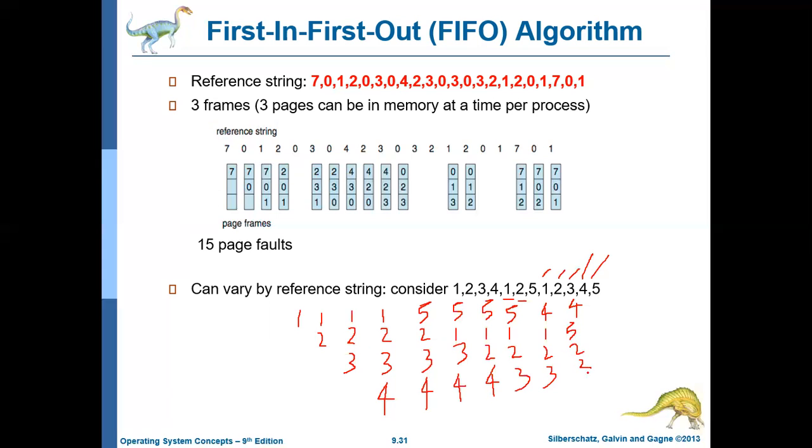Now how many page faults has it created? 1, 2, 3, 4, 5, 6, 7, 8, 9, 10. So with 3 empty frames, it has created 9 page faults, but with 4 empty frames, it has created 10 page faults. Actually, this is an unexpected situation.